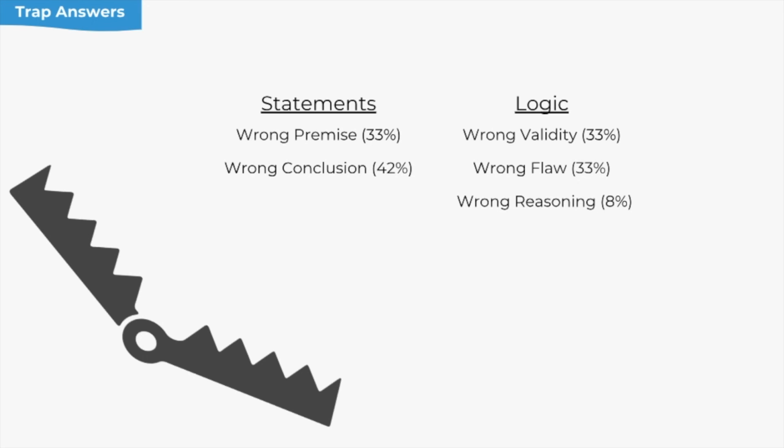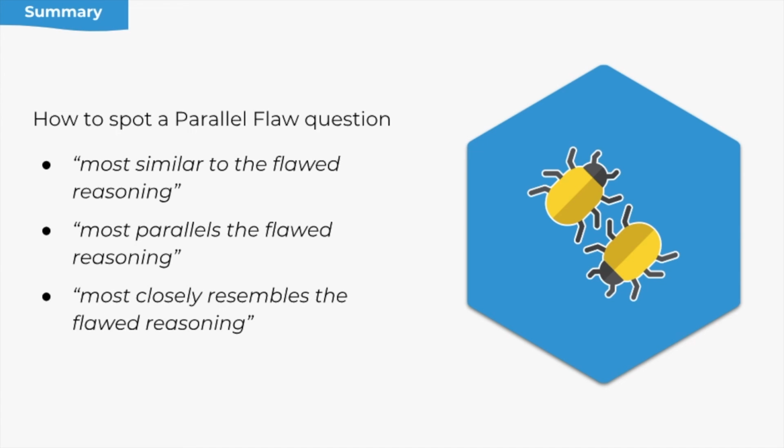So remember, the way you spot a parallel flaw question is with the language in the question stem. You're looking for most similar or most parallels or most closely resembles, and you want it to say the flawed reasoning. If it just says the reasoning, then you might be on a parallel reasoning question. It may also be a parallel flaw question, right? Because sometimes they don't always tell you that you're trying to parallel the flawed reasoning. They just ask you to parallel the reasoning, and in which case it could still be flawed reasoning. But if they tell you that you're trying to parallel the flawed reasoning, it's guaranteed to be a bad argument. And then you're looking for the answer choice that matches that same incorrectness.